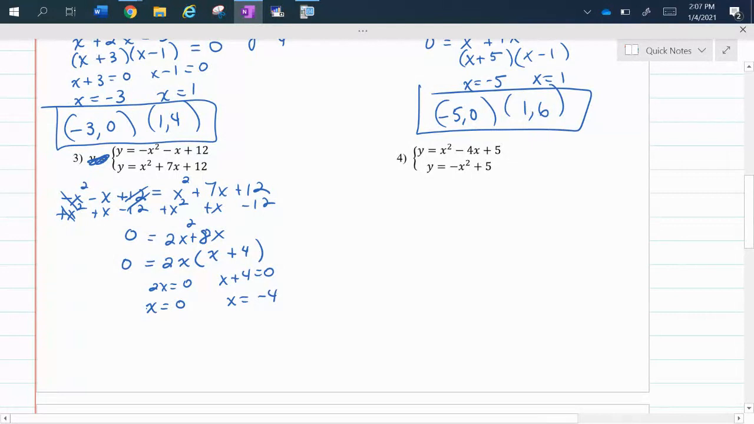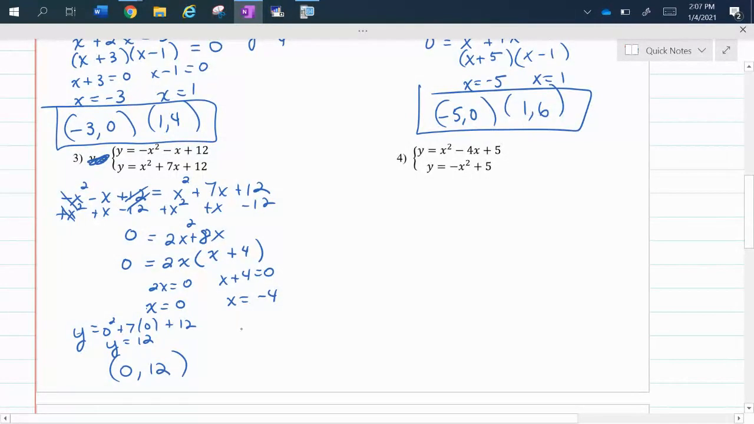That's nice. But now I'm not finished because I need the other part of the ordered pair. So I'm going to plug 0 in for x into one of the equations. I'm going to use the second one. y is equal to 0 squared plus 7 times 0 plus 12. So that means y equals 12. So my first ordered pair is 0, 12.